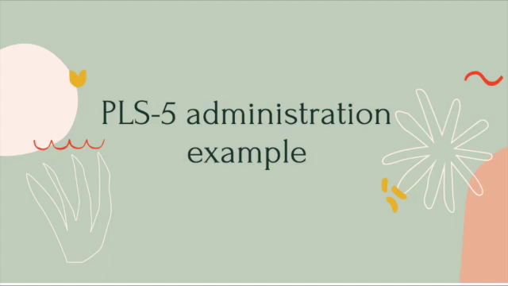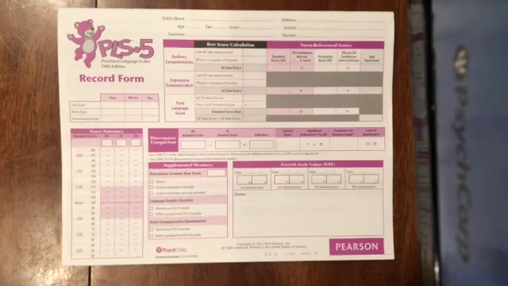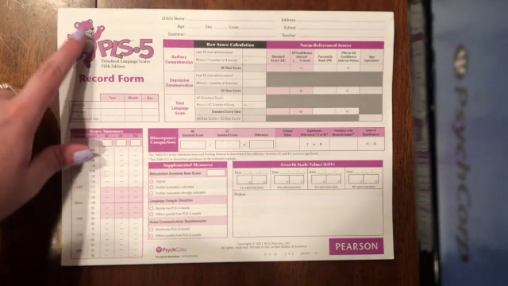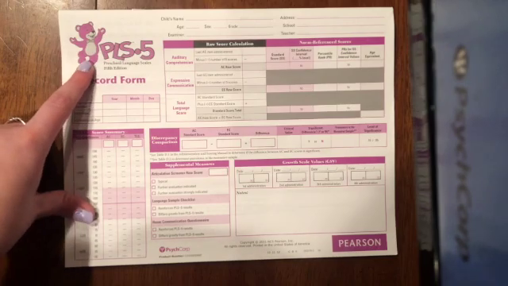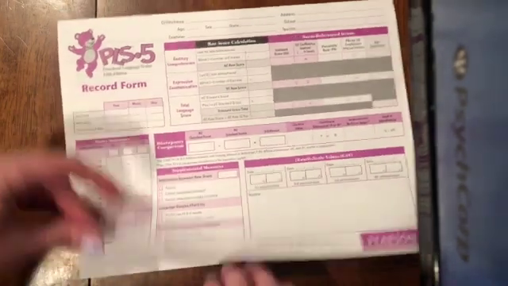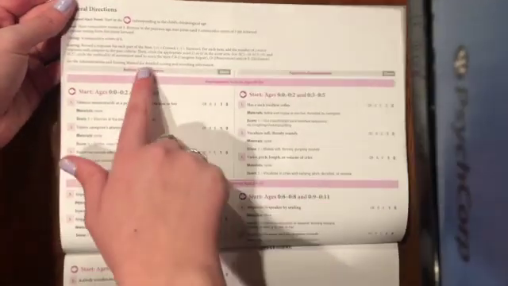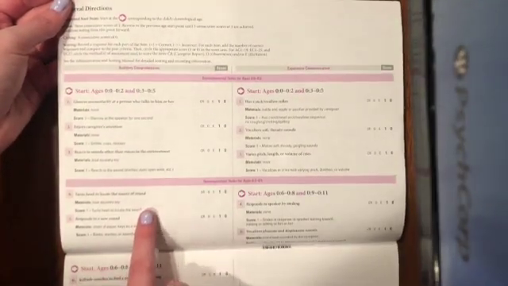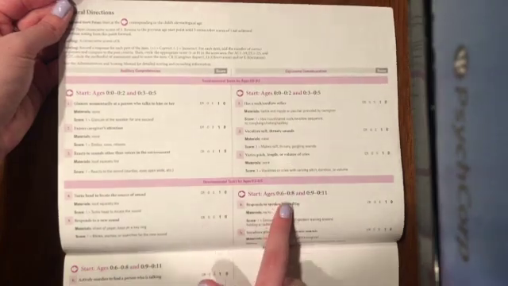I will now demonstrate a partial administration of the PLS-5 to an example child. So today I'll be demonstrating administering the PLS-5 to an example child in the 3-year 6-month to 3-year 11-month age range. So on the record form, the left side will be the auditory comprehension subtest and the right will be the expressive communication subtest. For the child's age range in auditory comprehension, we will start on question 32.